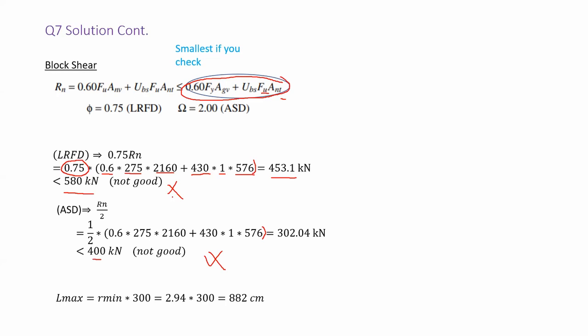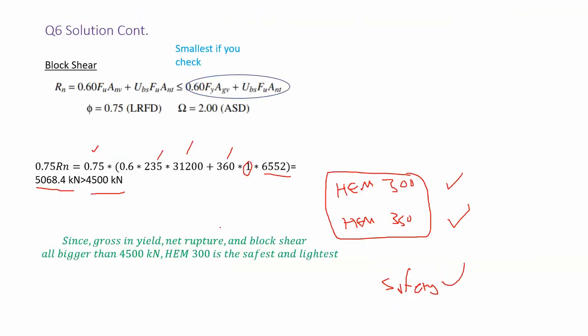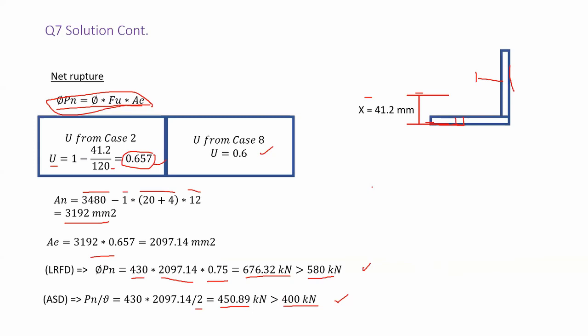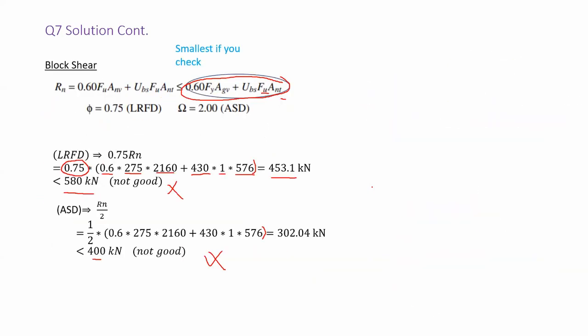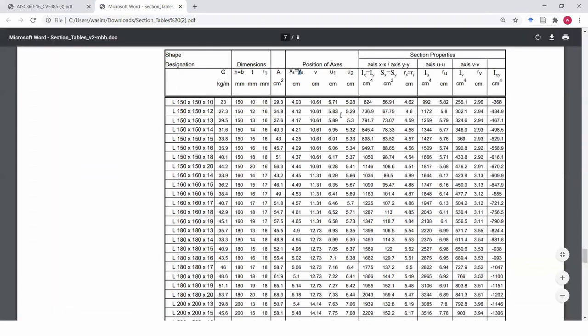And if we consider Lmax, which is the maximum length that we can have for the member, let me go back again and show it to you. What is Lmax? So this is basically Lmax, the maximum length we can have for the member in tension. We have an equation for that. What's that equation? It is actually R minimum, the radius of gyration, multiplied by 300. This is just a value over there, it does not change. So what's R minimum? If you go back again to the section table, R minimum for 150 by 12.